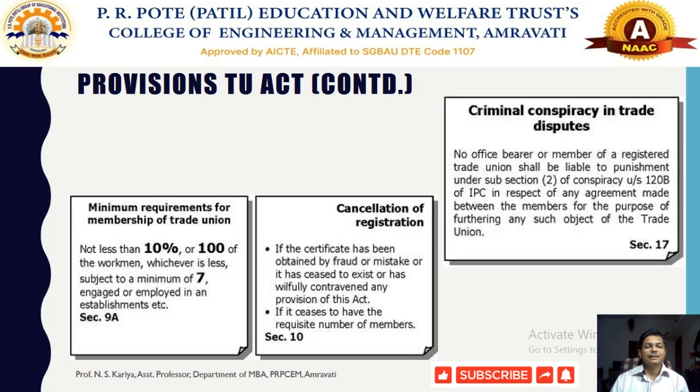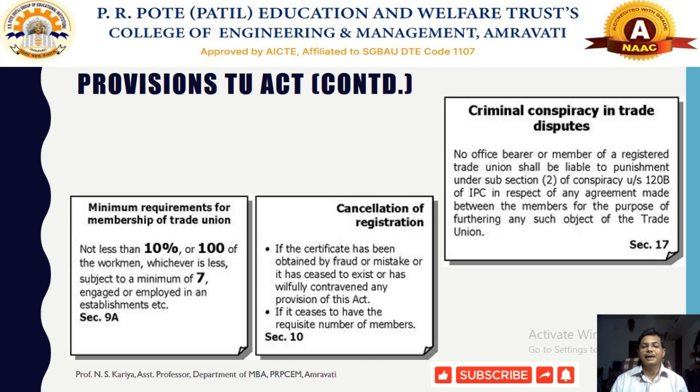There are some other provisions, for example the minimum requirements for membership of the trade union. The minimum requirement is that it should not be less than 10%, or 100 workmen, whichever is less, subject to a minimum of 7, engaged or employed in that particular establishment. Either 10%, or a minimum of, say, 7 members must be there while making the registration, or when one obtains membership of a trade union.